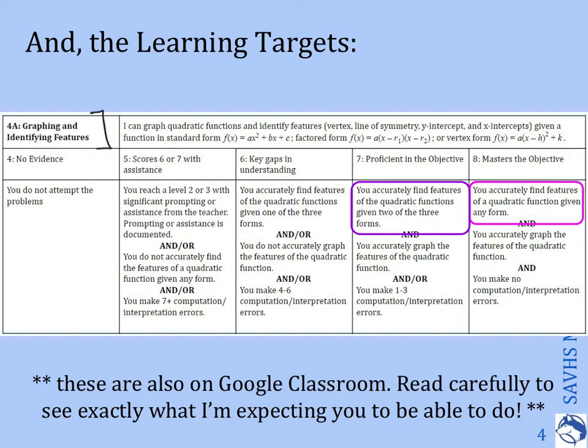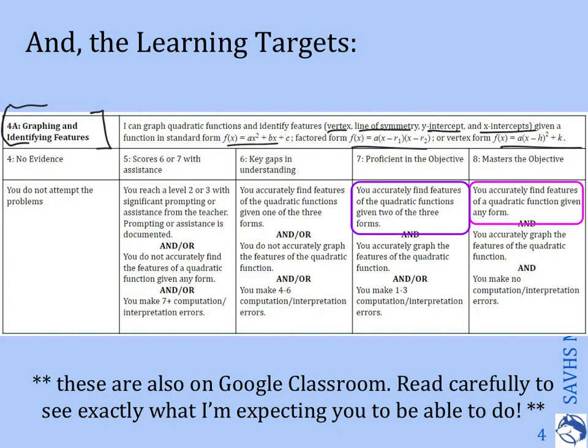So that means, can you take an equation in any of these forms? There are three different forms here, and find those important parts of the graph. I already have them highlighted here. These are the things that I'm really looking for you to be able to find. I want you to be able to do it in any of these forms that I underlined.